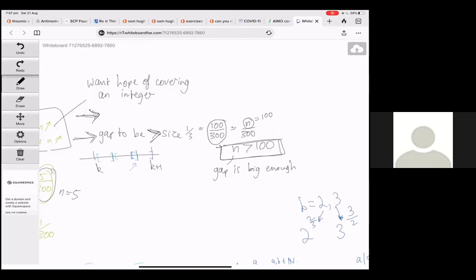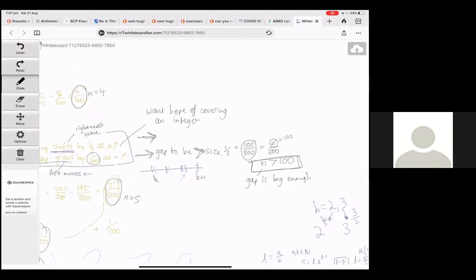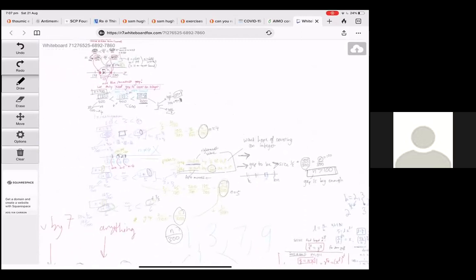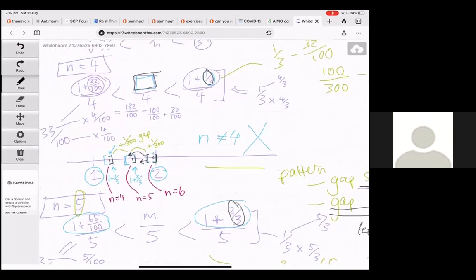And now let's not talk about the size of the gap, but rather the location. This location thing is where I can enforce that the gap covers an integer. So let's have a look on the left here at my number line. This was n equals 4, n equals 5, n equals 6. If I kept on going, n equals 7 would look something like this. N equals 8 would look something like this, because it shifts by a third each time. And n equals 9 would get that 3.